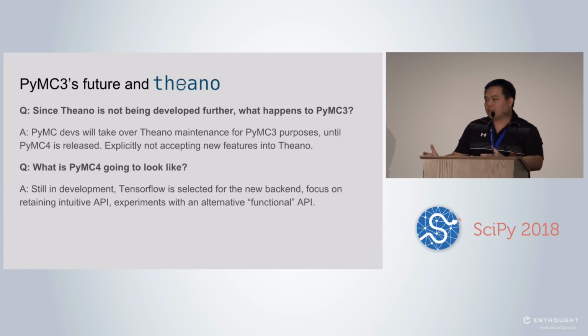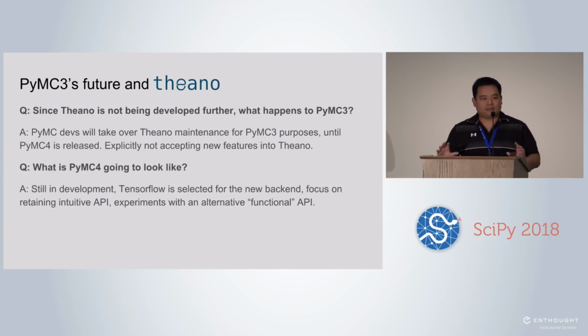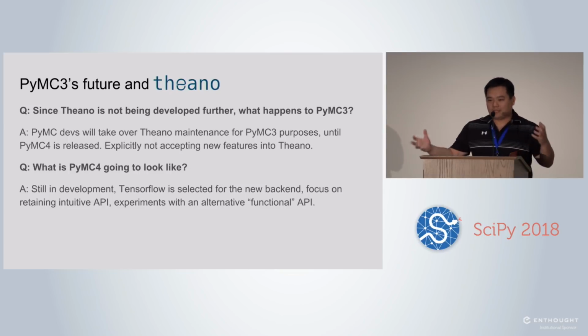Since Theano is not being developed any further, the PyMC3 core dev team will take over Theano until PyMC4 is released. And we are explicitly not accepting any new features into there. Then what about PyMC4? Will it still retain the same good API that PyMC3 has provided? And the answer is yes, plus some new experimental model building APIs that will let you chain models and compose models together, so it's gonna look pretty exciting.